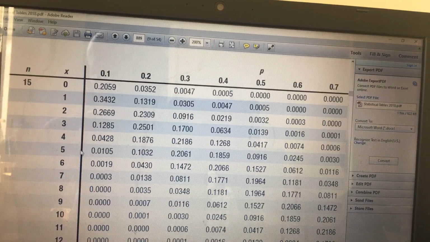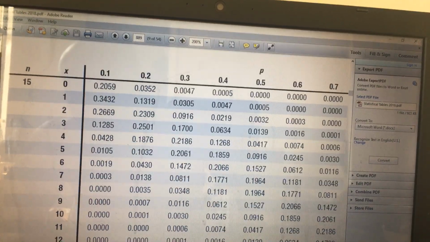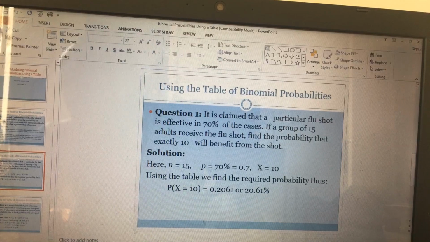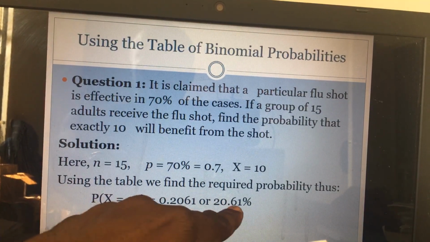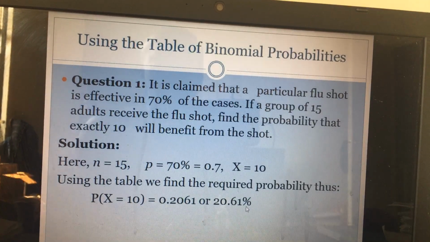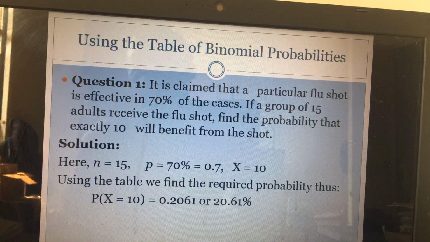We go back to our chart, our PowerPoint, and see the answer that I wrote there. You can see 0.2061 or 20.61%. So you have a 20.61% chance that exactly 10 people will benefit from this shot.